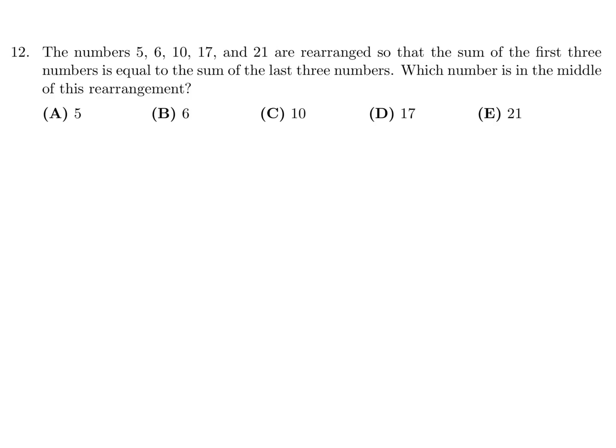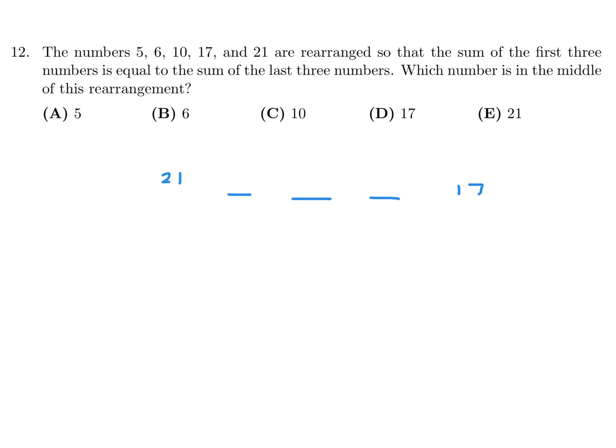The numbers 5, 6, 10, 17, 21 are rearranged so that the sum of the first 3 numbers is equal to the sum of the last 3 numbers. What number is in the middle? So this requires a little bit of playing around. Let's just put the big ones at the ends, and then what number should I put here, and then eventually I'll get the middle one.